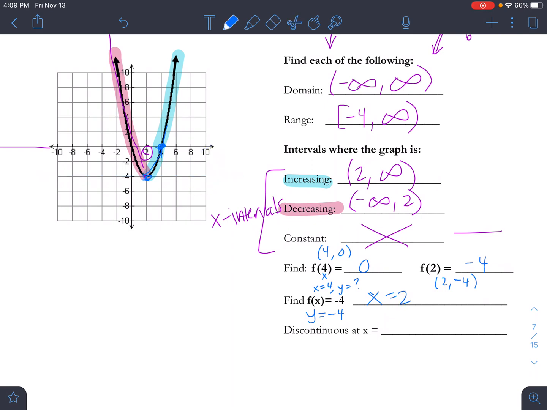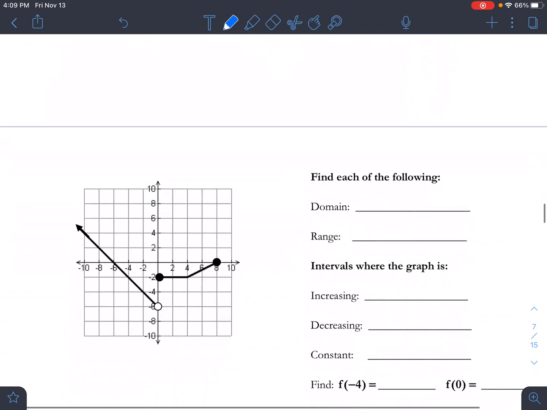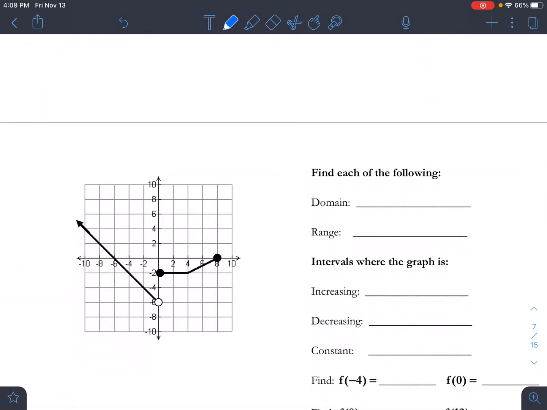Where is it discontinuous? Nowhere. It is continuous throughout. Remember, continuous means we don't have to pick up our pencil. All right, let's try a little bit tougher one. Take a look at this one. These are called piecewise functions because they're pieces of a graph put together.